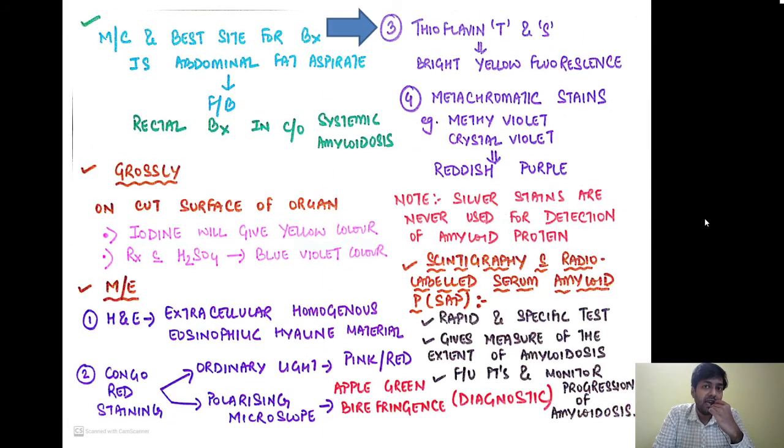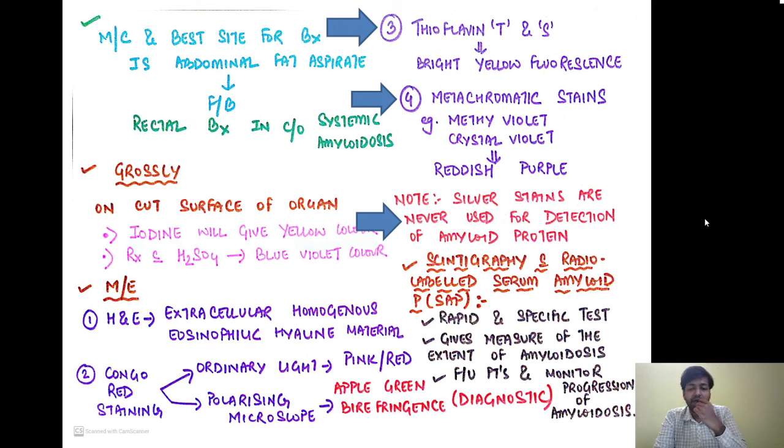Thirdly, we have thioflavin T and S, which produce bright yellow fluorescence. And number 4, we have metachromatic stains like methyl violet and crystal violet, which produce a reddish purple color. Now you have to note that silver stains are never used for detection of amyloid protein.